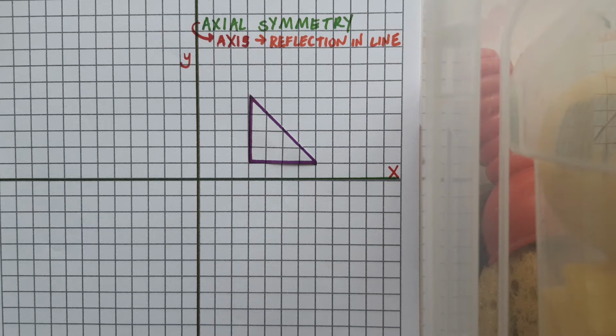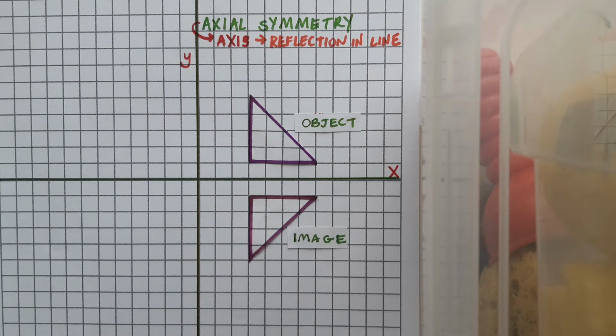Here I have a triangle on my xy plane. This is the shape that I'm starting with, so it's called my object. I'm going to use axial symmetry in the x-axis on this object. This means I'm going to reflect it in the x-axis. When I do that, I get this result. This new triangle, which is the result of symmetry, is called my image.